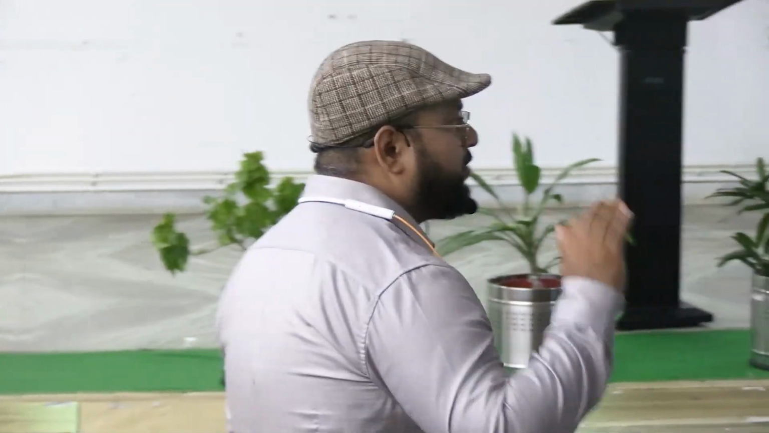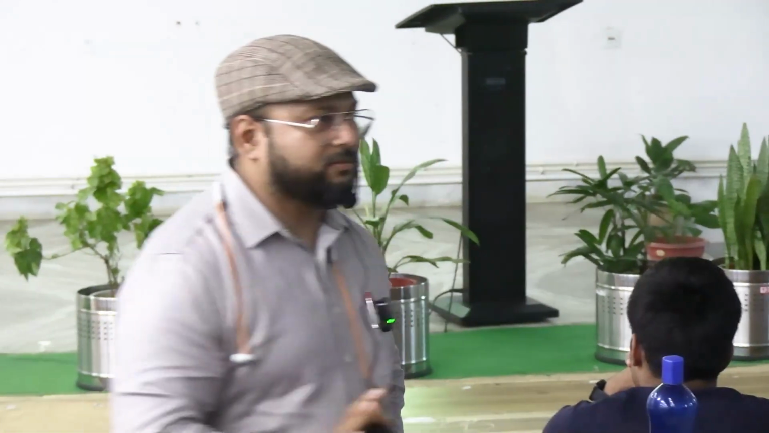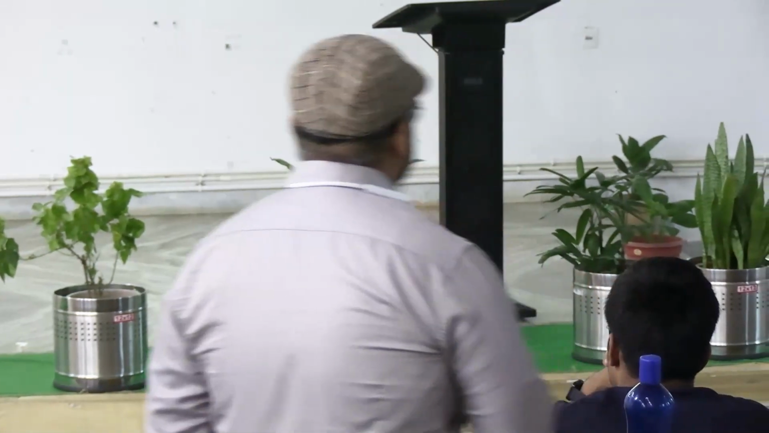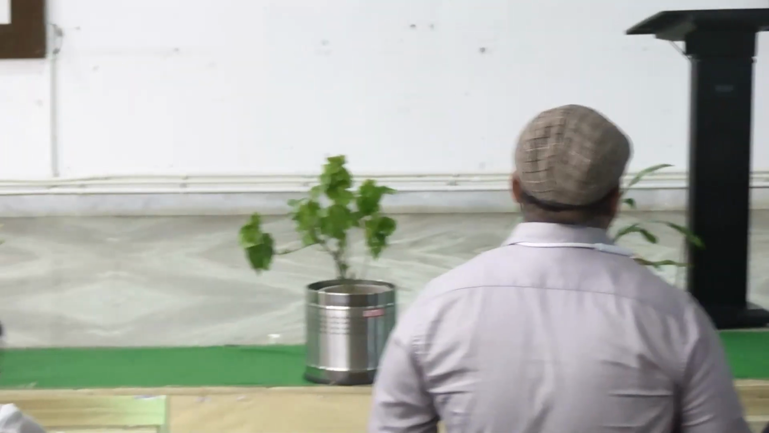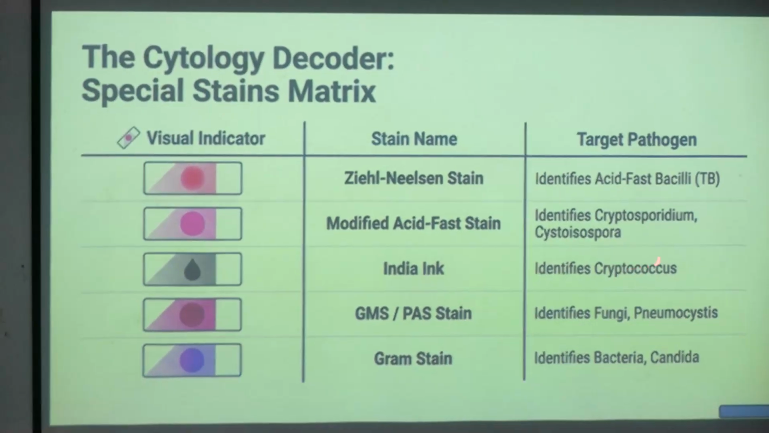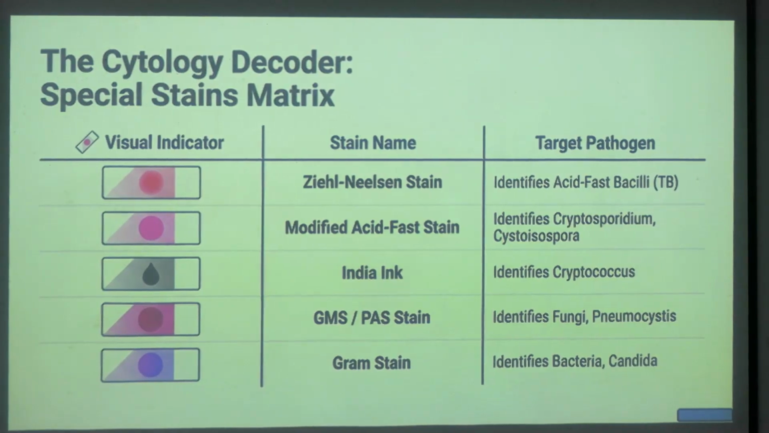So we have to know the percentage of the sulfuric acid. This is a very catchy viva question. 20%, 5% and 1%. Which one to use when, this should be on everyone's tongue, okay? So modified Zeihl-Neelsen stain is for identifying Cryptosporidium and Cystoisospora. All look the same. India ink we all know for Cryptococcus.